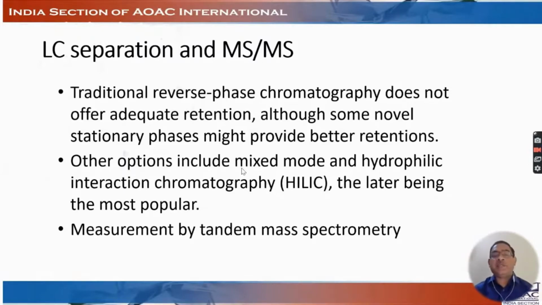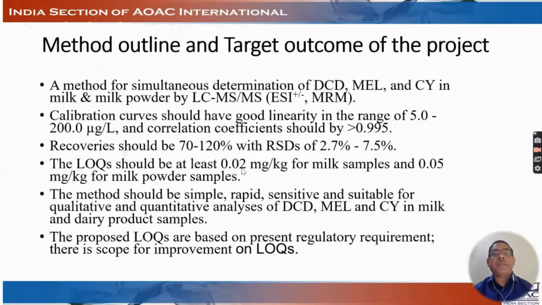Once the compounds are LC separated, final measurement is always by tandem mass spectrometry, and you know that in food safety, these are very adequately defined: whenever you use LC-MS/MS, each and every compound should be monitored for two multiple reaction monitoring transitions, and ion ratio deviation has to be also monitored, and that should not exceed a 30% limit when you compare with the standard in matrix. So this is the brief outline of the method and also the target outcome of the project.